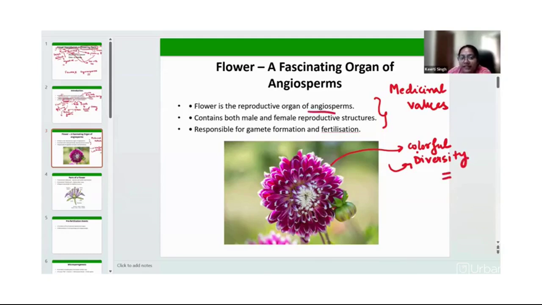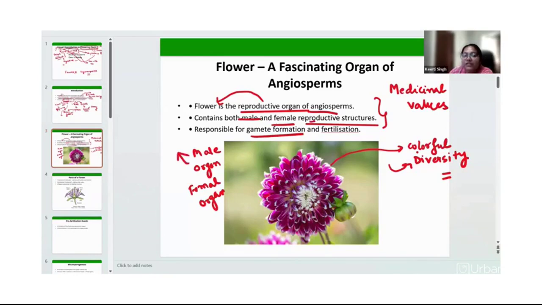In angiosperms, the flower is the reproductive organ. Why reproductive organ? Because it contains both male and female reproductive structures. And these reproductive structures will form gametes. Male will form male gametes, female will form female gametes, and the gametes will fuse and fertilize to form a zygote, which will develop into the next plant.